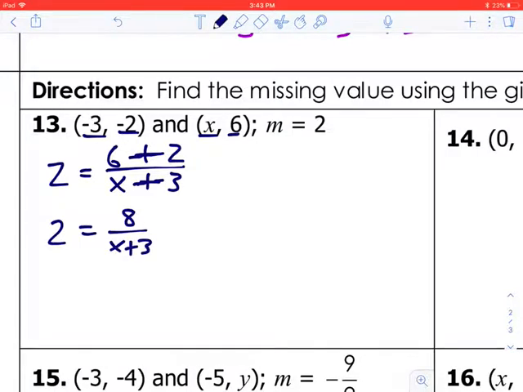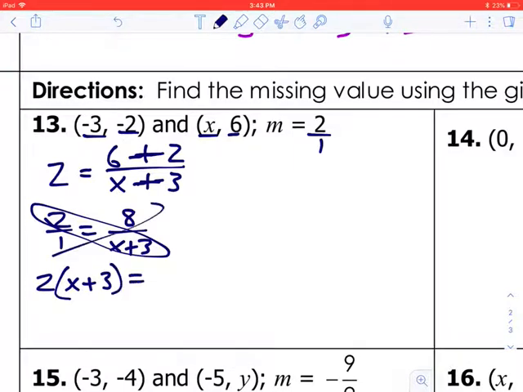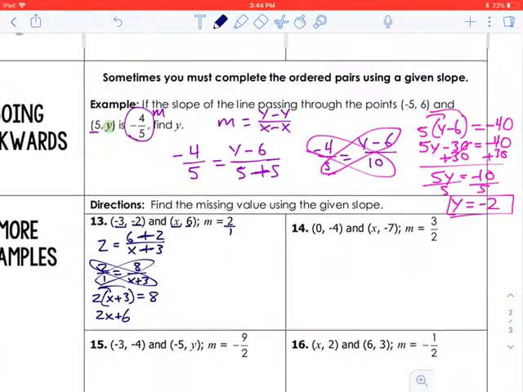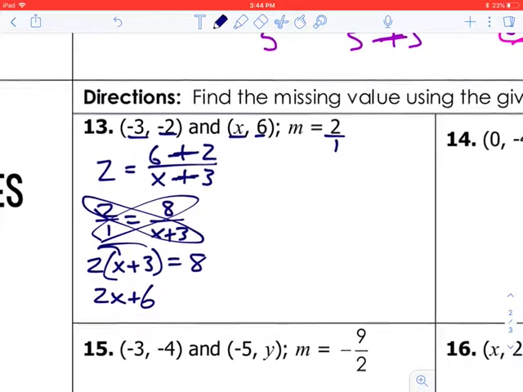And now I can go ahead and cross multiply. Now, to cross multiply, I need to change this 2 into a fraction, 2 over 1. So anytime you are going backwards, you probably want to change your slope to a fraction so that then we can cross multiply. So 2 times x plus 3 equals 8 times 1, which is 8. So distribute 2x plus 6. Did I do that other one wrong? No, I did it right. 2 times x is 2x, 2 times 3 is 6, equals 8.